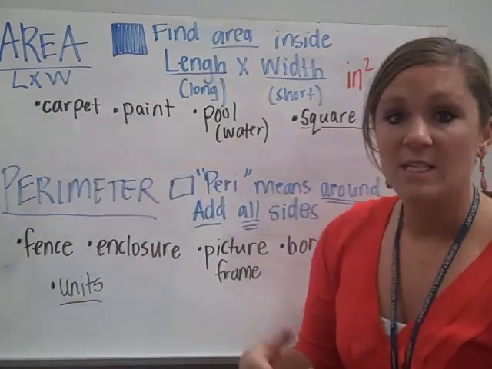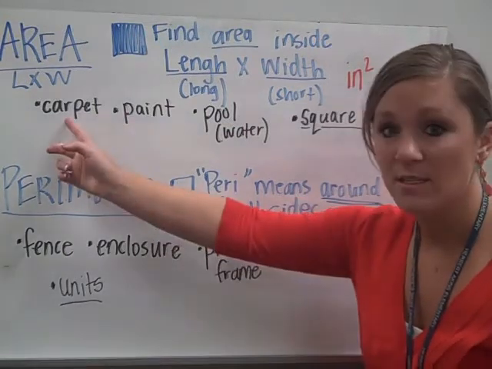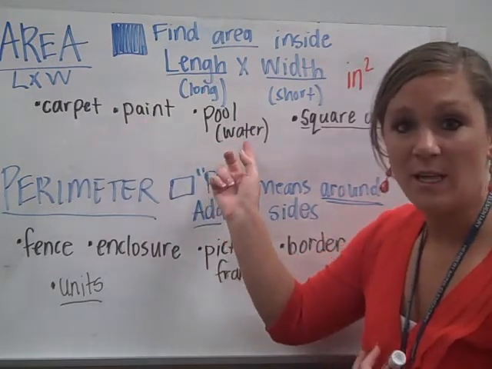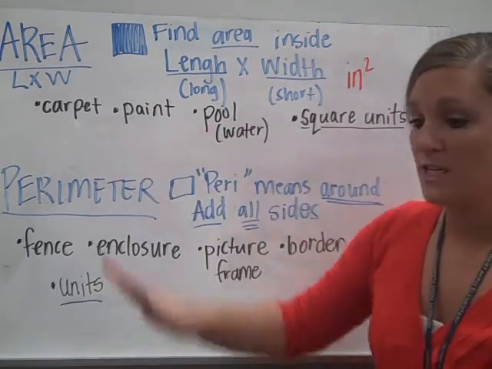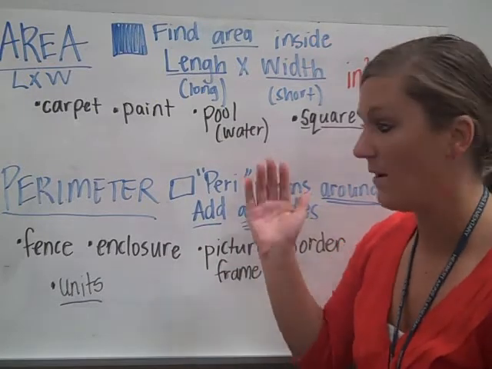Some real world things that would come up in a word problem if they ask you to find out how much carpet, how much paint to go on a wall, or how much water they may need to go into a pool. Again, all of those things would go on the inside or in the whole space, so you would want to find the area.